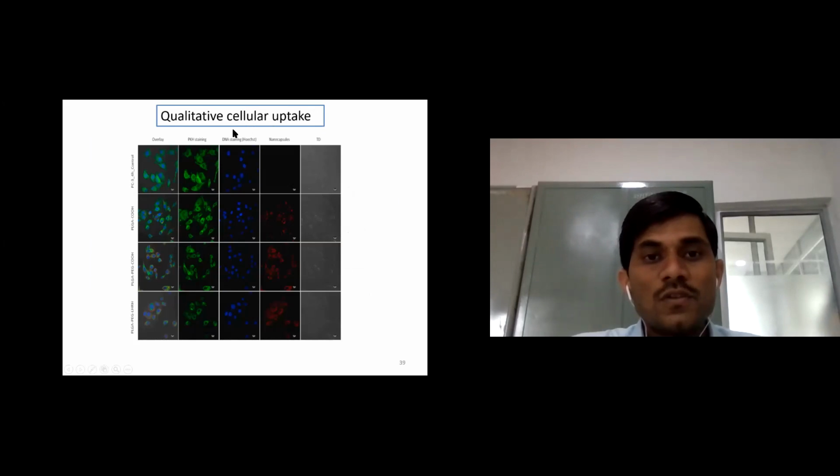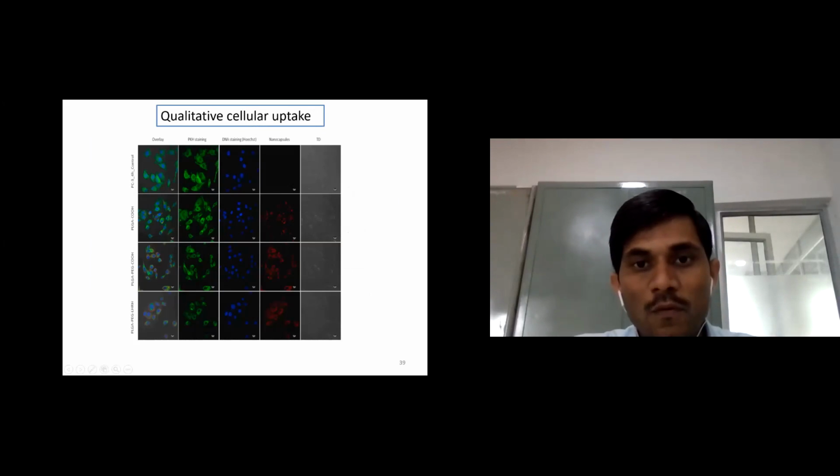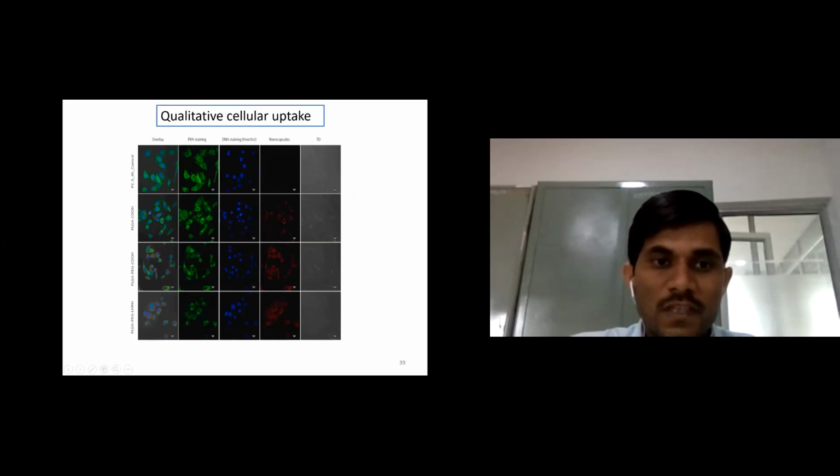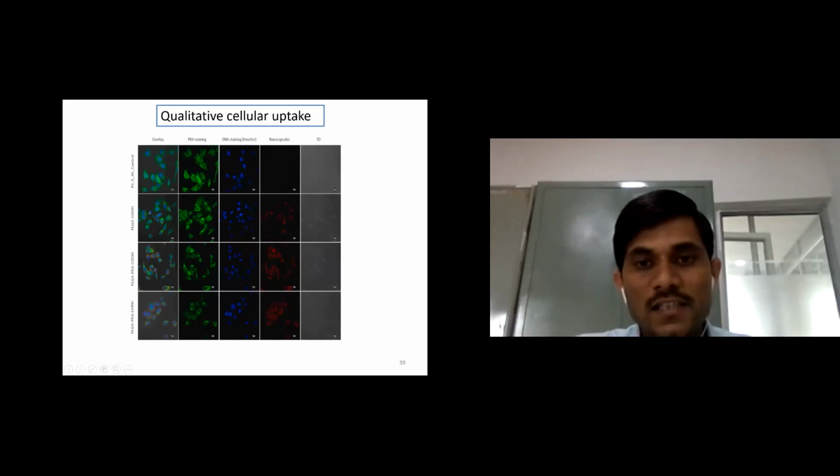And qualitative cellular uptake. This qualitative uptake we have performed in PC3 cells in which LHRH receptors are overexpressed. We have loaded Nile red into this nanocapsule. The nucleus of the cell is stained with a dye. Then PKH is stained with the cell, and we have overlaid the spectra.